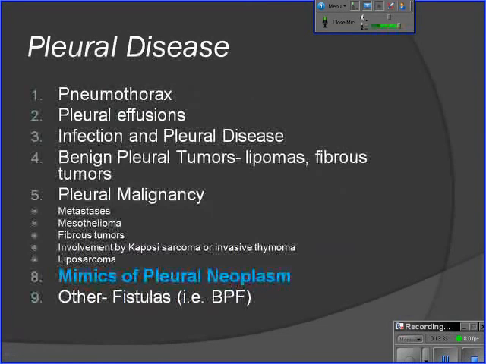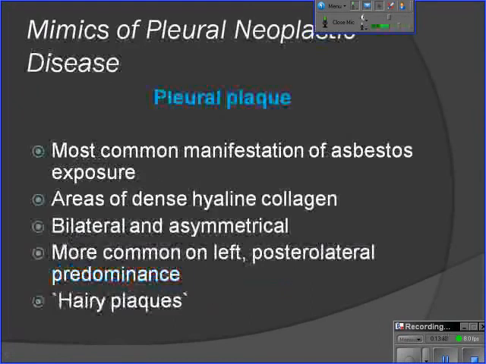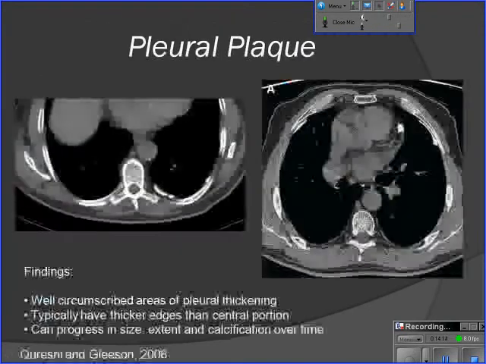So next I'm just going to talk about some of the mimics of pleural neoplasm. The first entity I wanted to talk briefly about is pleural plaques. Pleural plaques are the most common manifestation of asbestos exposure. They're areas of dense hyaline collagen, usually bilateral and asymmetrical, more common on the left and have a posterolateral predominance. And you can also see something called hairy plaques, and that's the plaque and then these radiating interstitial lines within the lung parenchyma, and the significance of this is unknown. It's just something that can be seen on imaging.